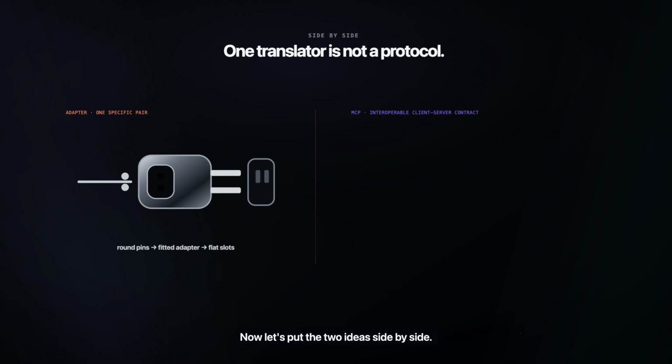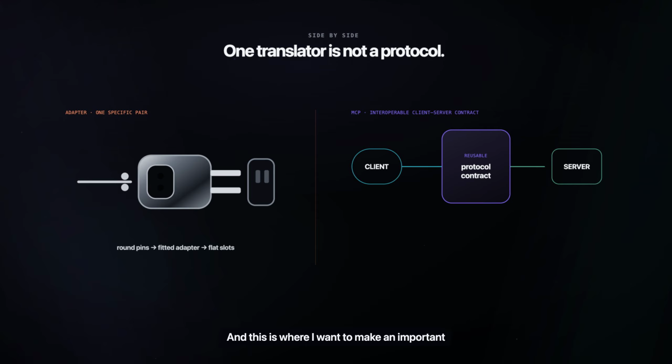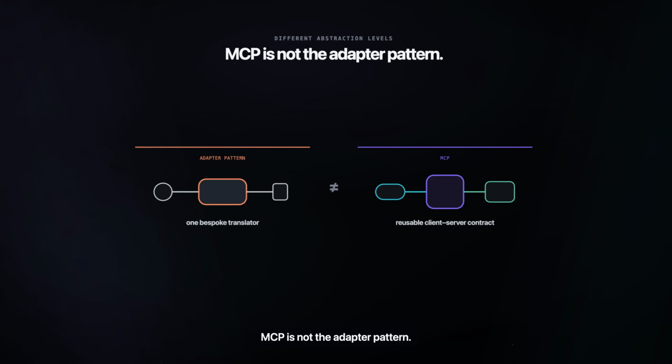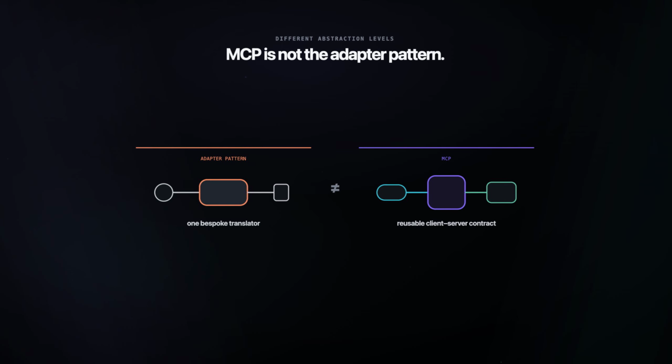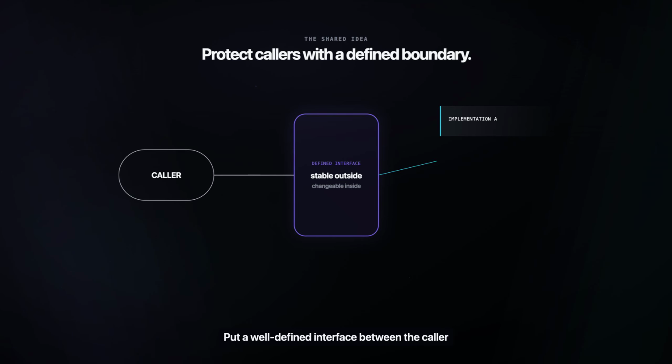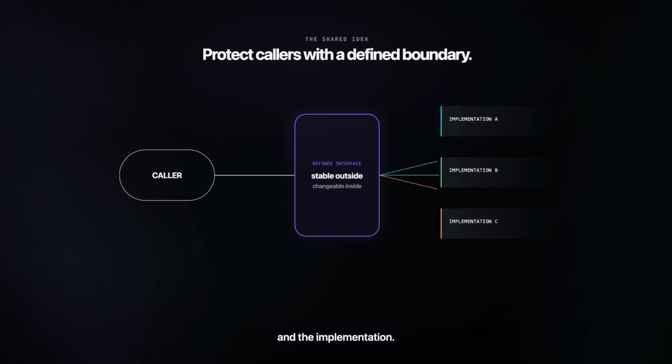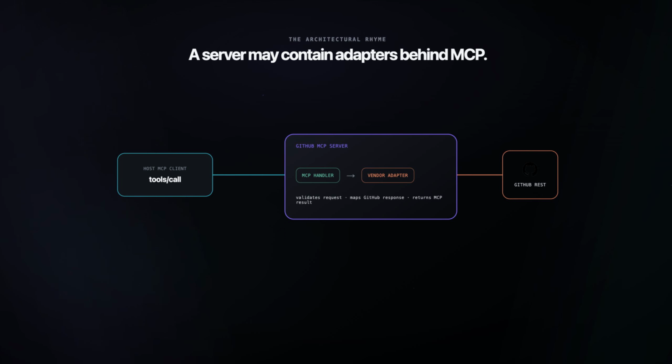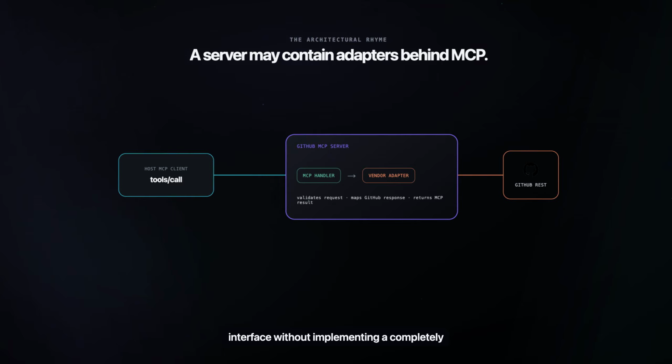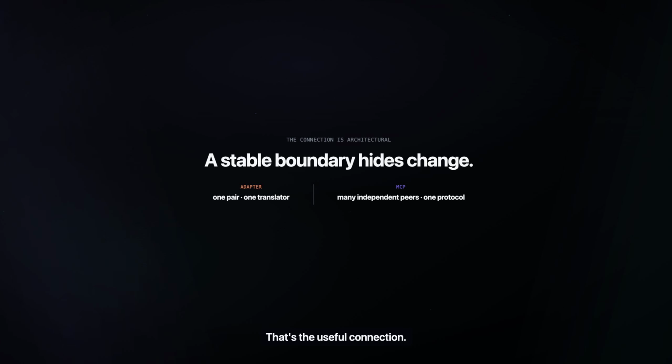Now let's put the two ideas side by side. And this is where I want to make an important distinction. MCP is not the adapter pattern. MCP is a protocol, adapter is a software design pattern. So I'm not saying MCP is literally an adapter. What I'm saying is that they share similar architectural ideas. Put a well-defined interface between the caller and the implementation. The MCP server handles the system-specific details. The AI application can interact with the MCP interface without implementing a completely separate protocol for every underlying system. That's the useful connection.